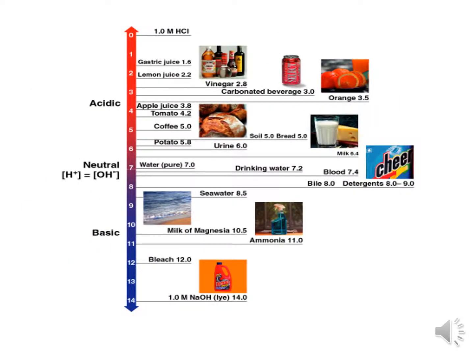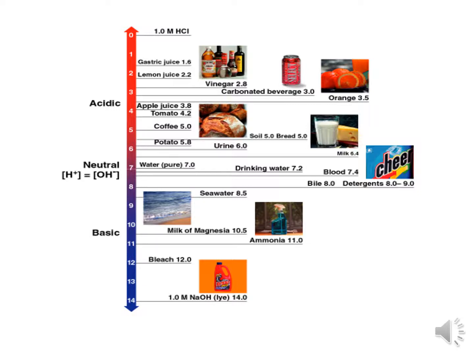Here's an example of a pH scale showing some common items and their pHs. You look at hydrochloric acid that we might use in lab as having a pH of 0, 1 molar. Your stomach fluid, 1.6, lemon juice, 2.2, and so forth. So a lot of foods are acidic, and that's what gives them some of their sourness. Then you get into water, which is pure water is 7.